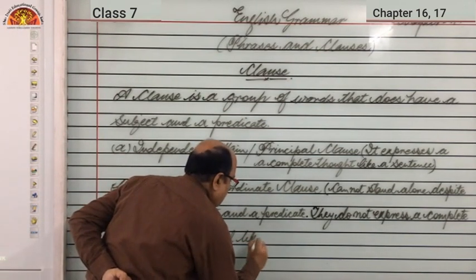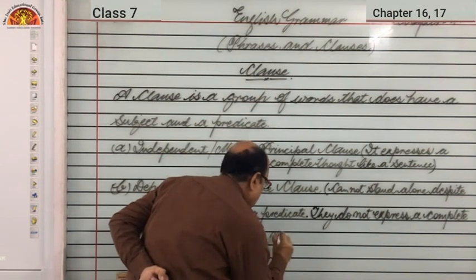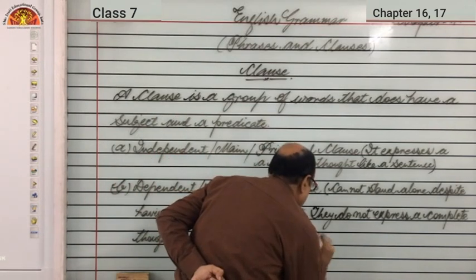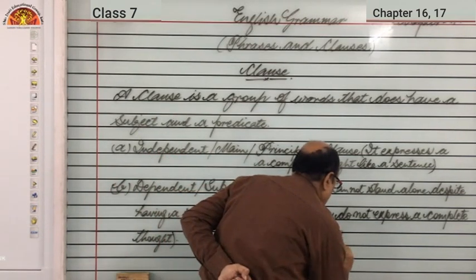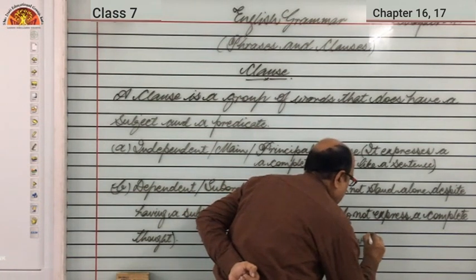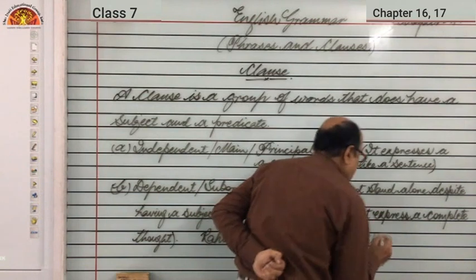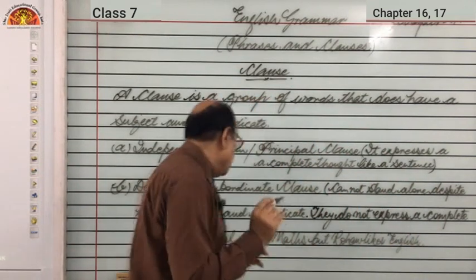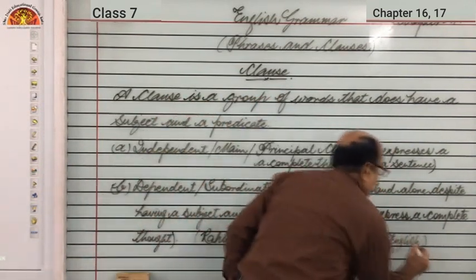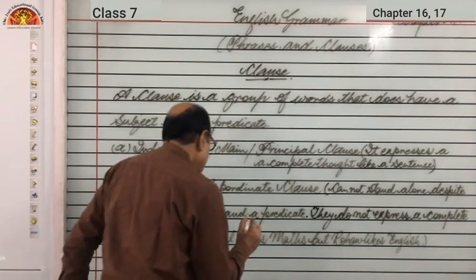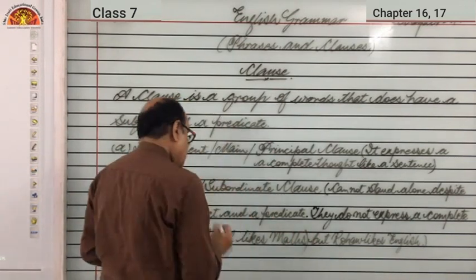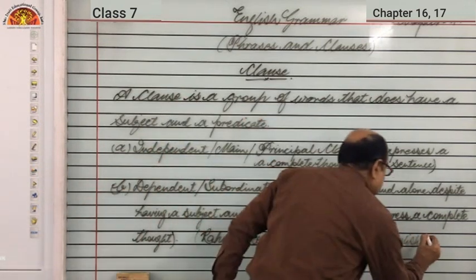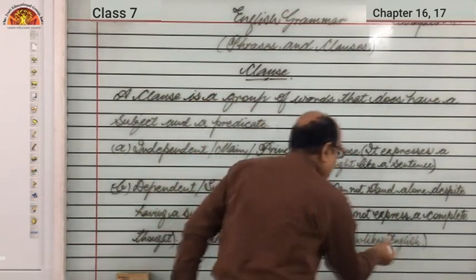Rahul likes maths, right? But Rohan likes English. Okay, so this is a group of words. This whole group of words is known as a sentence, right? If we write only this much, so this is a sentence. Rahul likes maths, this is independent, and Rohan likes English, this is also independent, so they both are sentences.